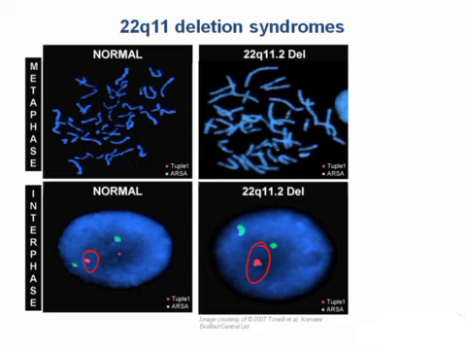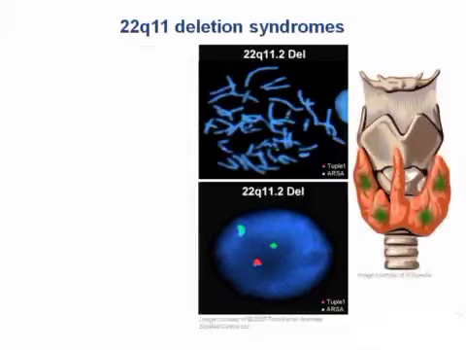Deletions involving chromosome 22 at q11 can lead to several severe symptoms due to dysfunctional development of the third and fourth branchial pouches. So what do the third and fourth branchial pouches do? Well, as we'll talk about in the reproductive chapter, the third branchial pouch develops into the inferior parathyroids and the thymus, and the fourth branchial pouch develops into the superior parathyroids.